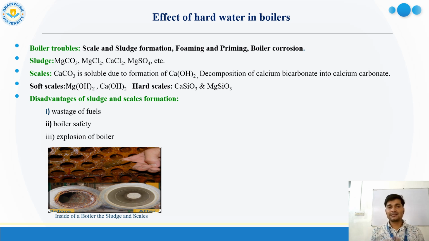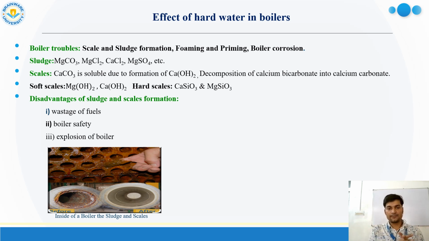It is magnesium carbonate, magnesium chloride, calcium chloride, magnesium sulfate. And scales are calcium carbonate, which is insoluble due to the formation of calcium hydroxide under the pressure and temperature within the boiler. They form two types of scales: one is soft scale, another is hard scale. Soft scale is mainly magnesium hydroxide and calcium hydroxide, and hard scale is very tough to remove from the boiler. That is mainly calcium silicate and magnesium silicate, so it sticks to the inner wall of the boiler.